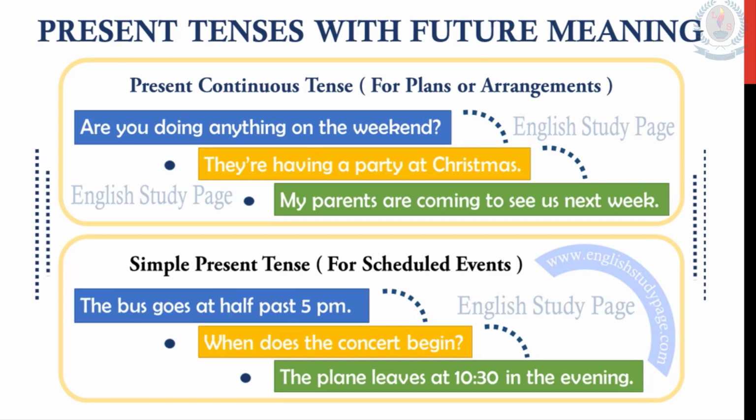So, there are some sentences given. Are you doing anything on the weekend? They are having a party at Christmas. My parents are coming to see us next week. The bus goes at 5:30 p.m. When does the concert begin? The plane leaves at 10:30 in the evening.